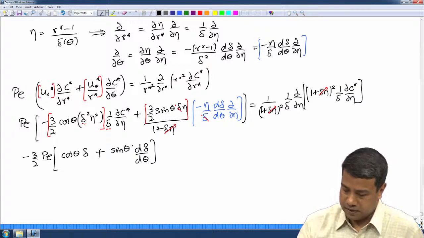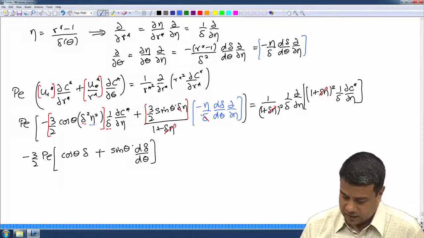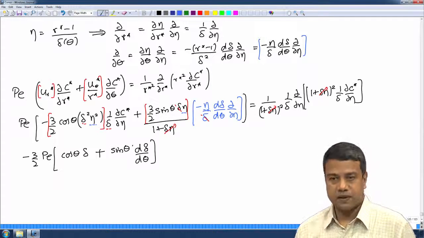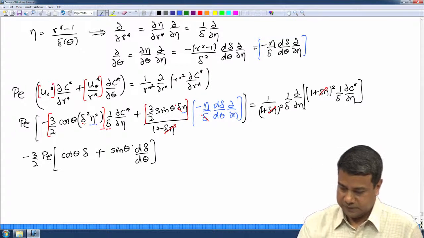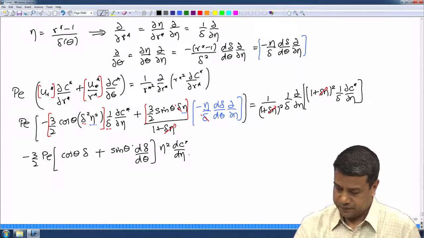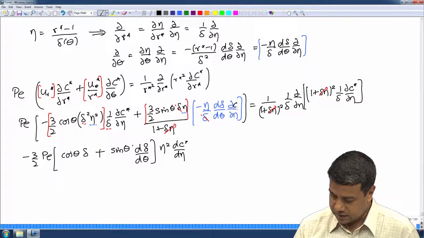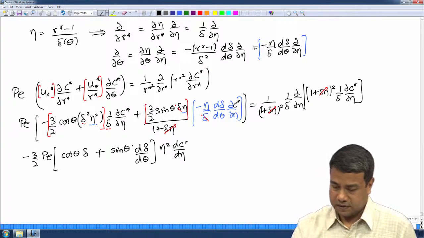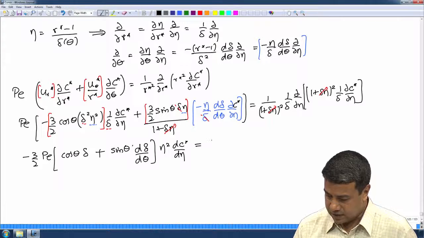How about the dependence on eta? I have 1 eta square here, I have 1 eta here and 1 eta here. So, both terms are multiplied by eta square. So, this becomes eta square dc by d eta. There should be a c star here. This is the left hand side. On the right hand side, I have 1 over delta square d square c by d eta square.